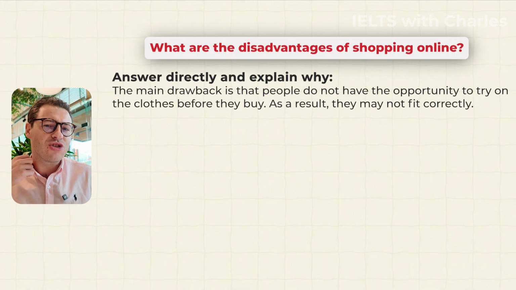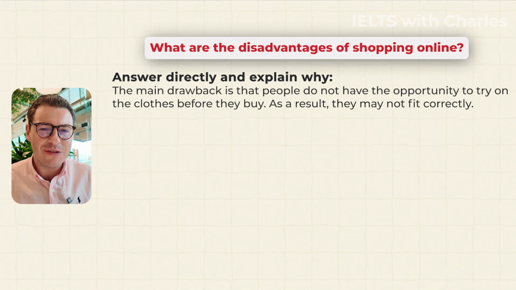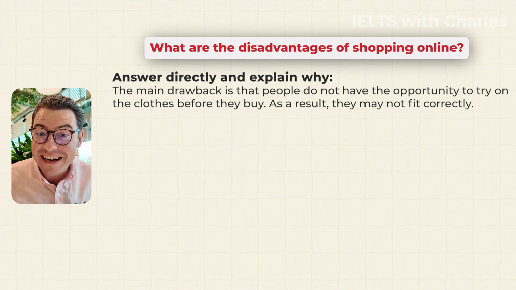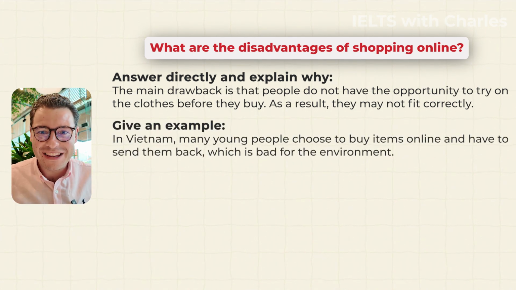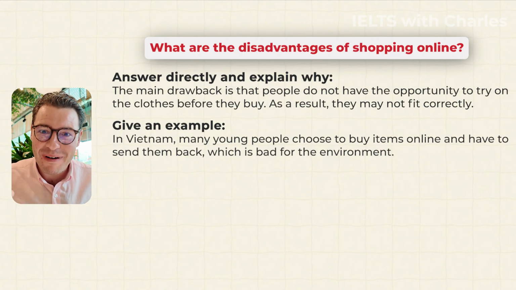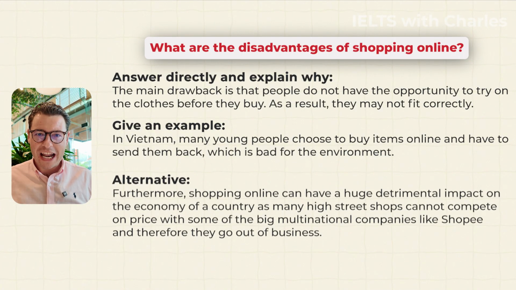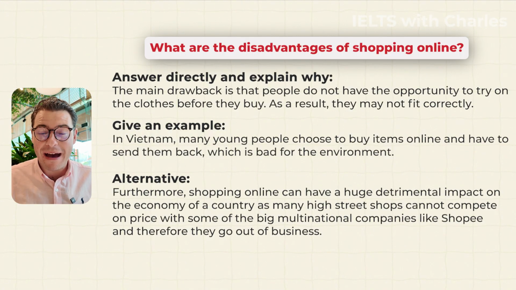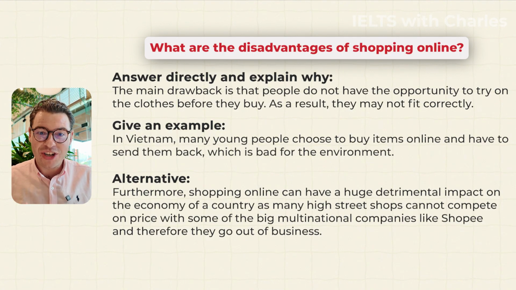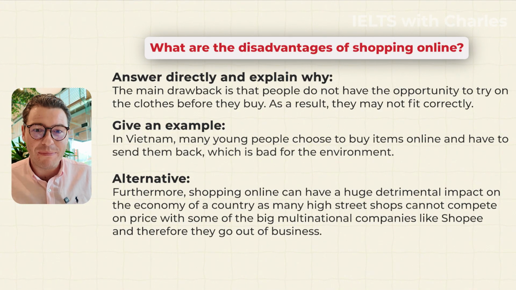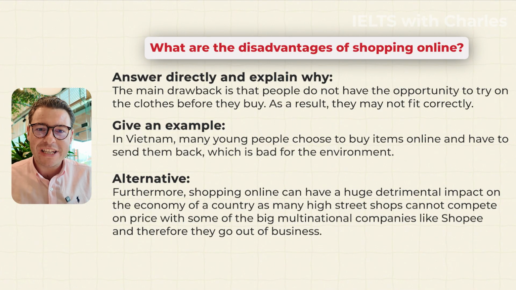Here's my answer. The main drawback is that people do not have the opportunity to try on the clothes before they buy, and as a result, they may not fit correctly. In Vietnam, many young people choose to buy items online and have to send them back, which is bad for the environment. Furthermore, shopping online can have a huge detrimental impact on the economy of a country, as many high street shops cannot compete on price with some of the big multinational companies like Shopee, and therefore they go out of business. So there I'm talking about the environment, I'm talking about the economic impact of these things. These are really big ideas that examiners love.